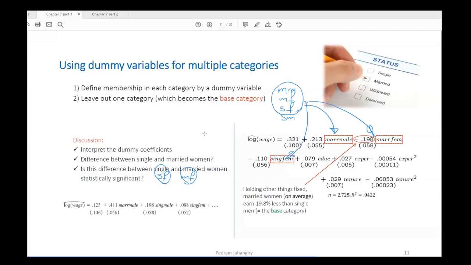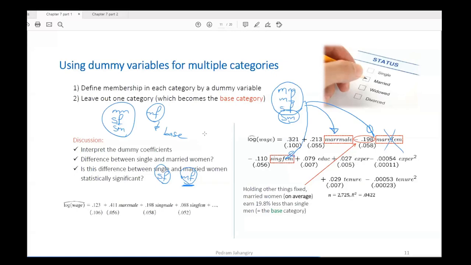I can come up with another setup. Let's say I'm interested in married female. I'm going to pick this MF as my benchmark. So it means that I'm going to drop MF from the model and then write the model in terms of MM, SF, SM. Since we are dropping MF, MF is going to be our base group. So let's do that. If you run that regression, I get something like this.